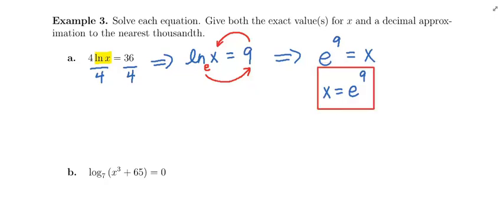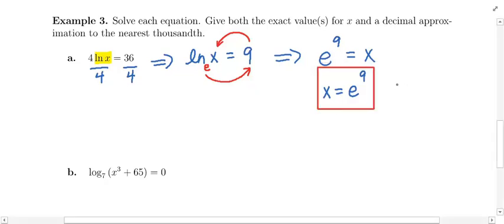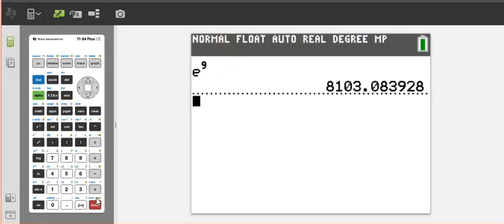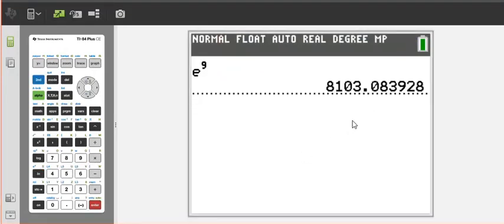So here's your exact answer. We can go to a calculator to get a decimal approximation. So we're just going to pop in e to the 9th power. If we round this to the nearest thousandth, after the decimal place we have tenths, hundredths, thousandths. So we're focused on this 3 because there's a 9 behind it. We need to bump up the 3 to a 4.